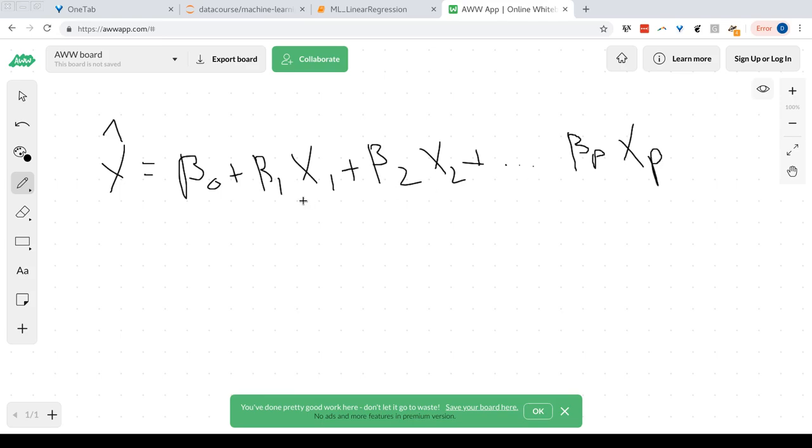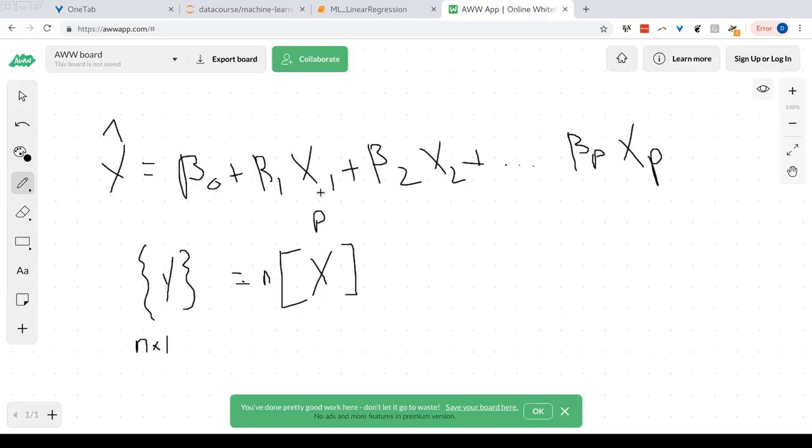In more compact form, we can write this equation using some matrix algebra notation. These curly braces represent a vector, a vector of n rows, so n by 1. It's got one dimension, and n refers to the number of observations. This is going to be equal to our feature matrix, n observations by p features.